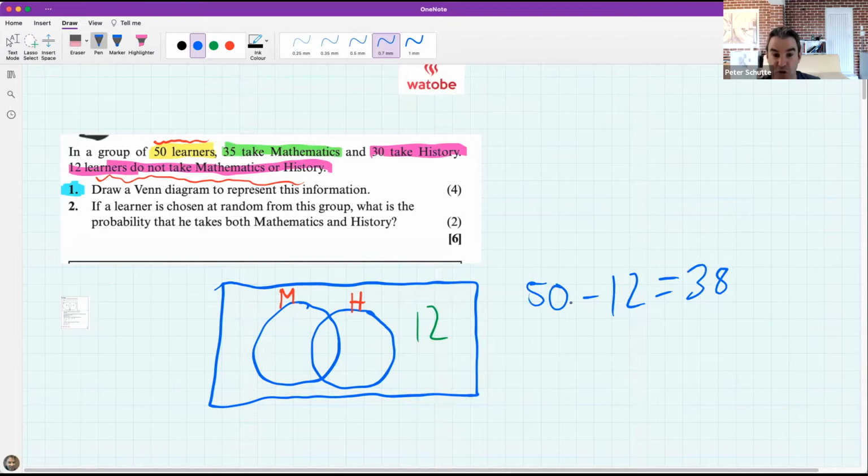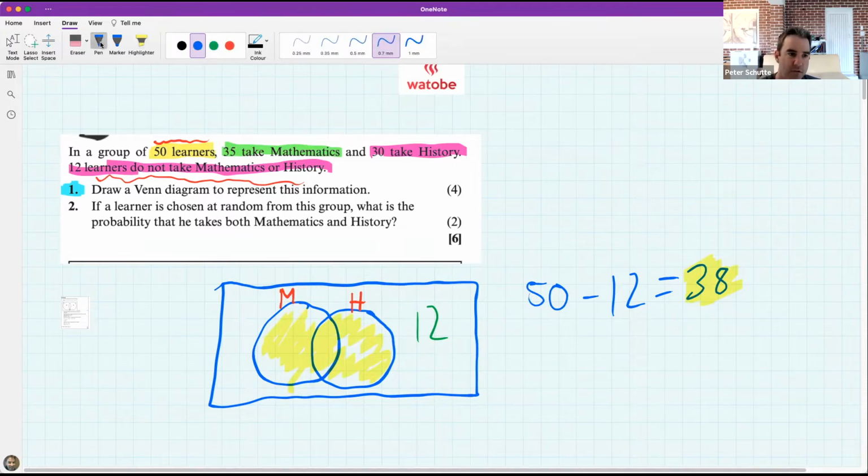What I was thinking you were going to do is say, well, there are 12 who don't take anything, and there are 50 in total. So there must be 38 who live inside this region, because the 12 has to be outside that circle. You can't really take the 12 away from stuff inside the circle, because the 12 is outside of any event. There are 50 learners in total.